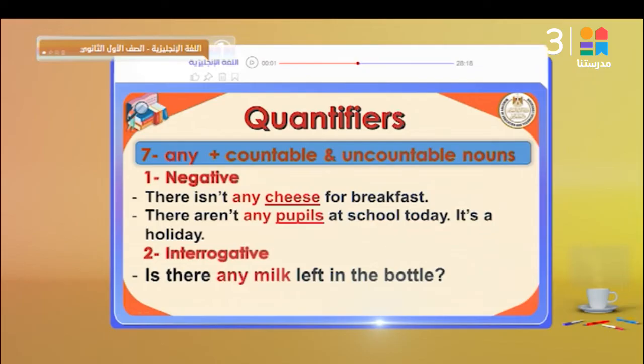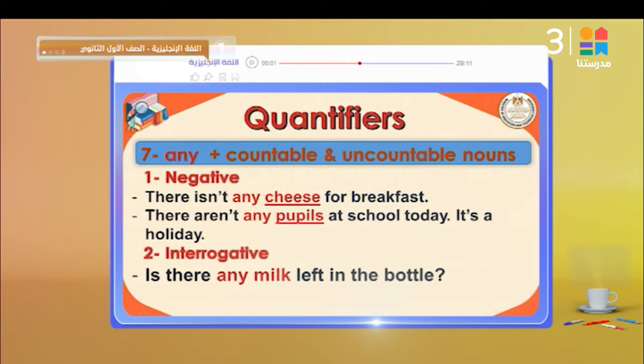But the word any is used in the negative form or in the interrogative form, in a question. For example, we say there isn't any cheese for breakfast. There aren't any pupils at school. And again, in a question, we can say, is there any milk left in the bottle? Is there any milk left? So here is a question.